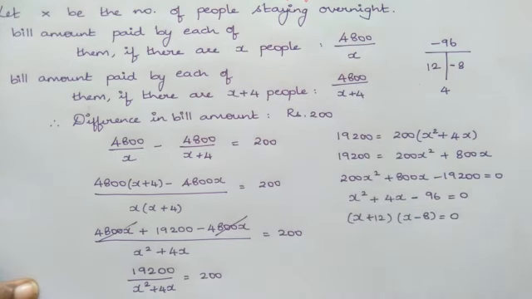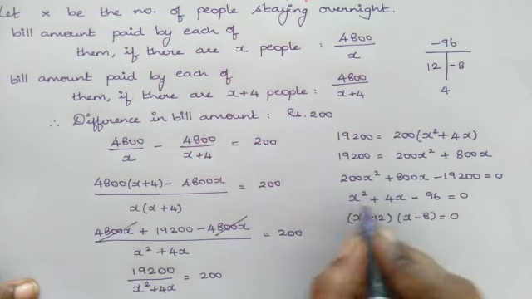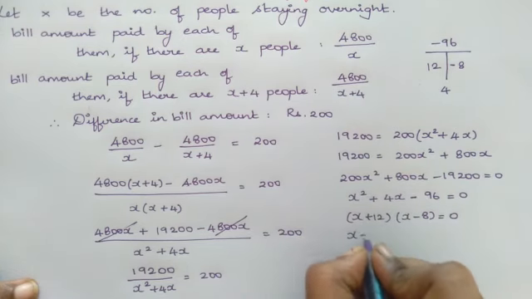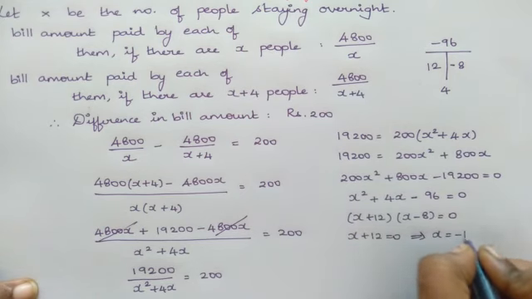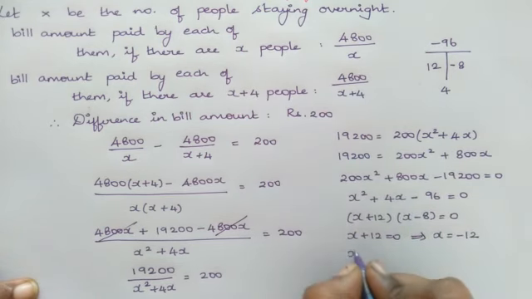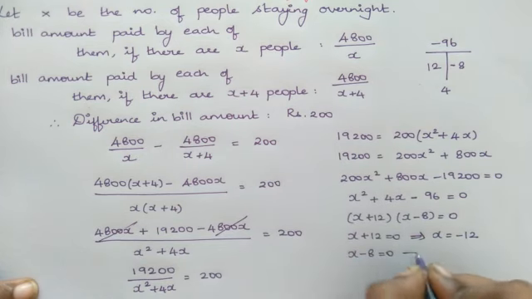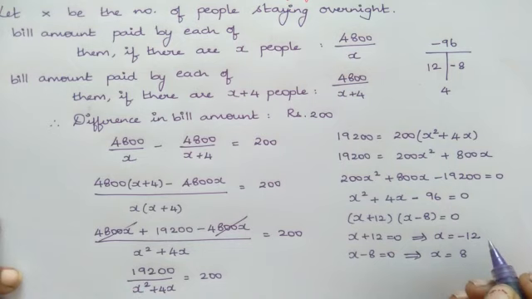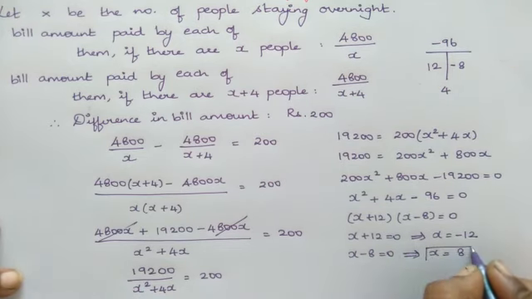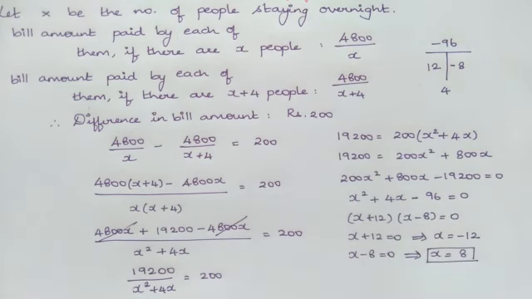So therefore, for the solution, equate x plus 12 to 0. x plus 12 equal to 0 implies x is equal to minus 12. Now x minus 8 equal to 0 implies x is equal to 8. What is x actually? It is nothing but the number of people staying in the room overnight. So can we say we are having minus 12 people in a room? Not possible. So x is equal to 8 is the only possibility. So the number of people staying in the room is equal to 8.